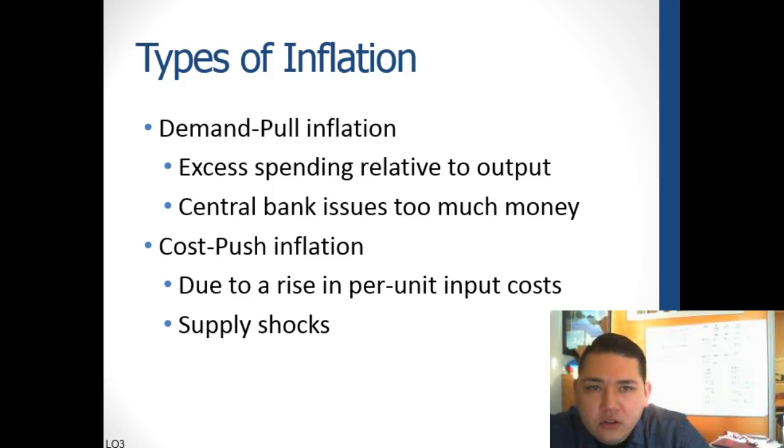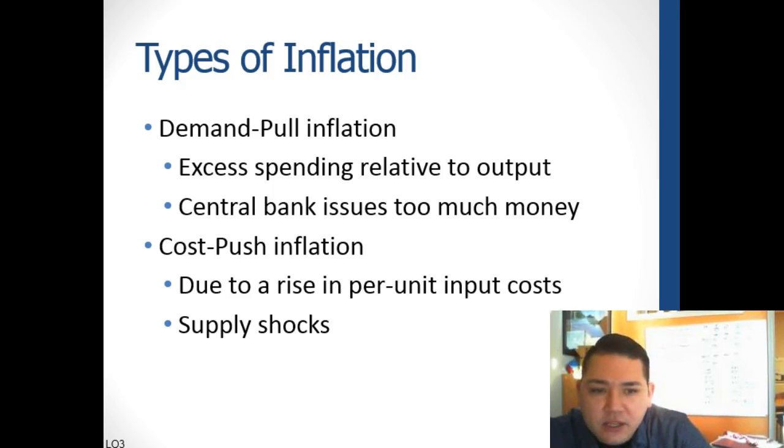Now, there are 2 types of inflation, demand-pull and cost-push. Demand-pull inflation is a result of spending increasing faster than production. It is often described as too much spending chasing too few goods. Demand. People want things, so they're pulling the rate with them.